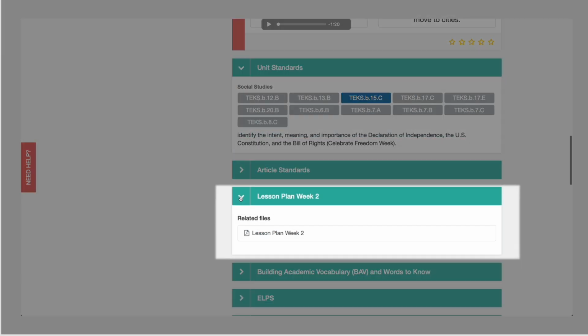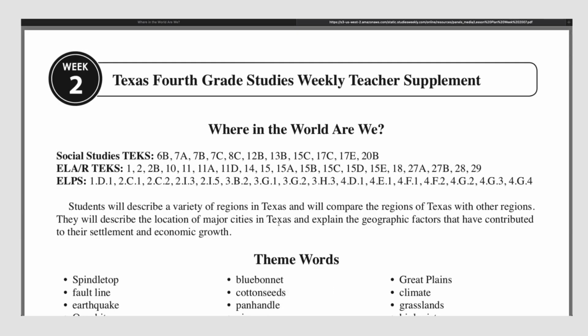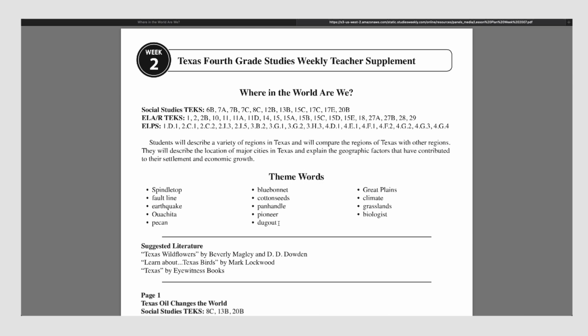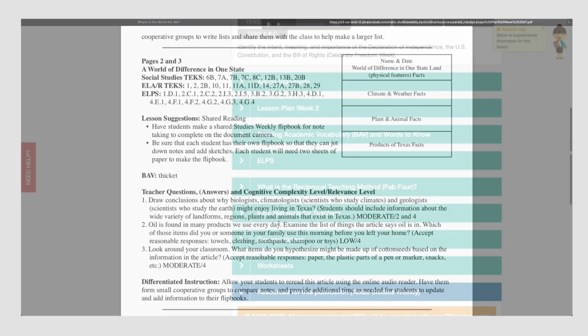Lesson plan includes suggestions for instruction. It identifies standards, suggests trade books, lists vocabulary words, and includes differentiated questions and instructional ideas. These vary by state and grade level.